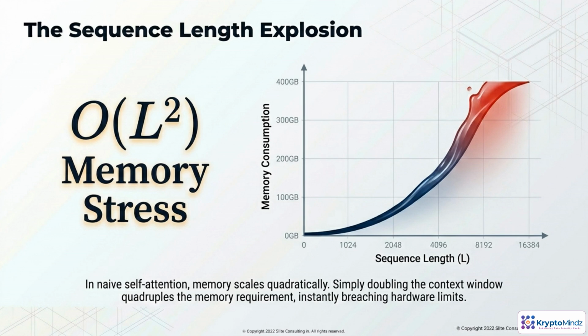Sequence length is one of the easiest ways to accidentally blow up accelerator memory. In naive self-attention, both compute and memory grow with L squared. So if you double the context window from 4K tokens to 8K, you don't just double memory, you roughly quadruple it. Even huge H100, TPU, or Ascend devices can run out of memory very quickly when you push to very long sequences or combine them with big batches.